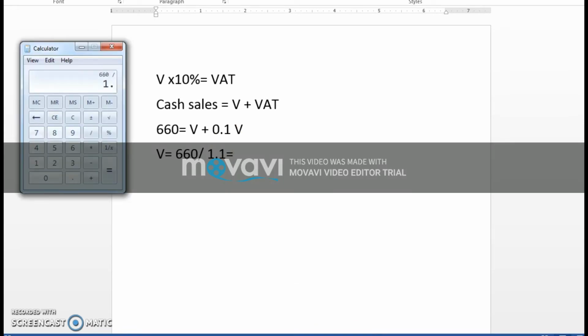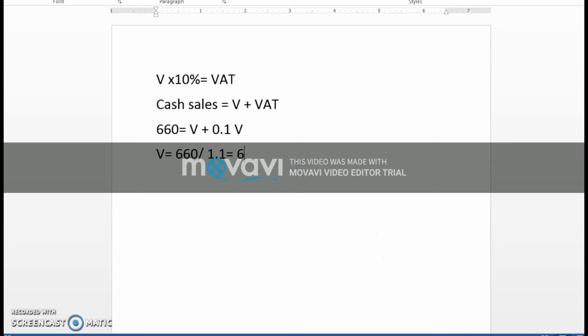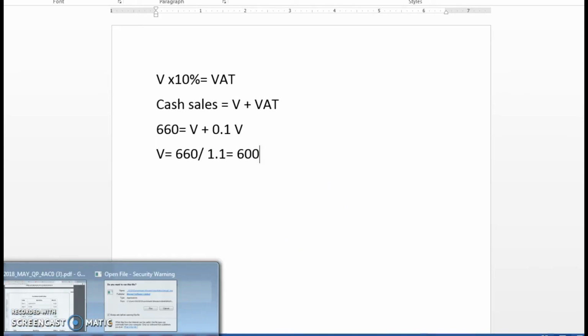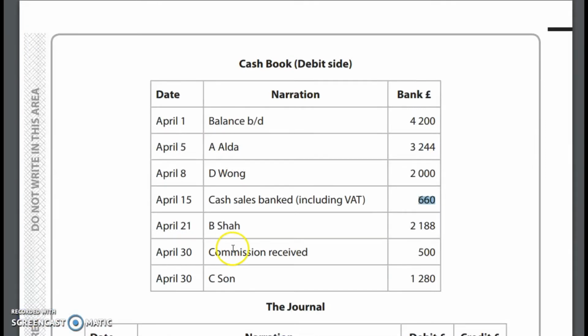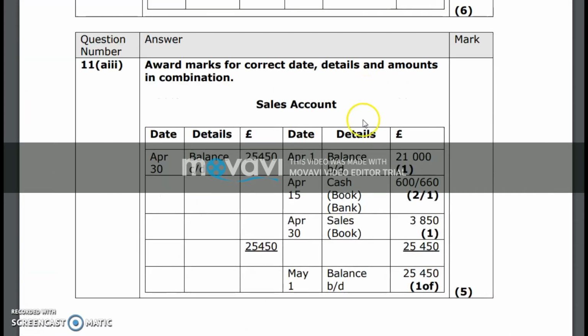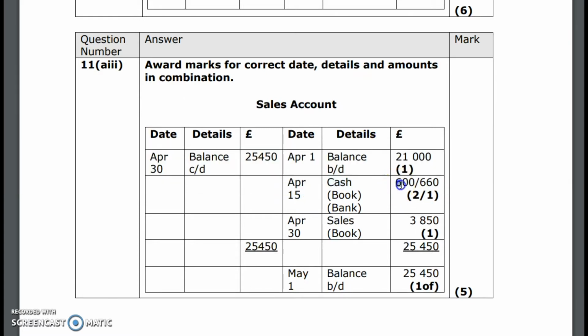This will give us 600. So the value of the sale is 600 pounds. So the cash sale value should be 600 pounds. So when we sell goods, once again, it is credited since it's an income. So as you can see, on April 15th, cash book, the figure is 600.